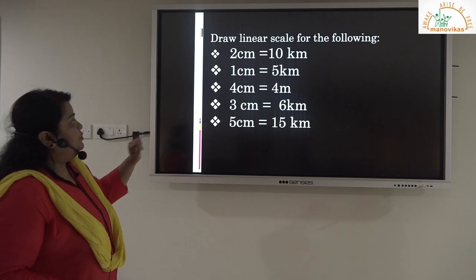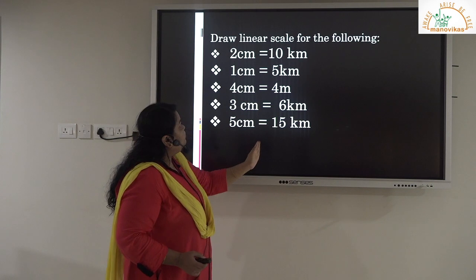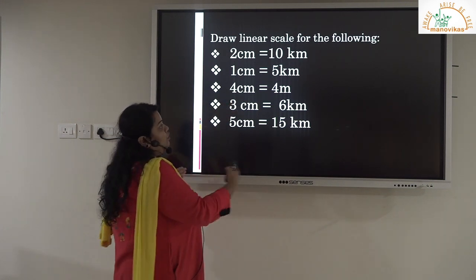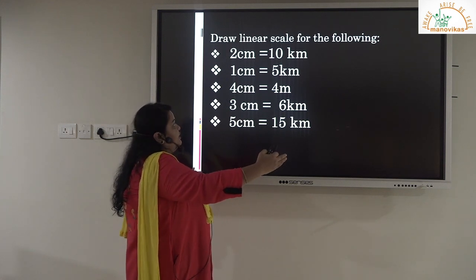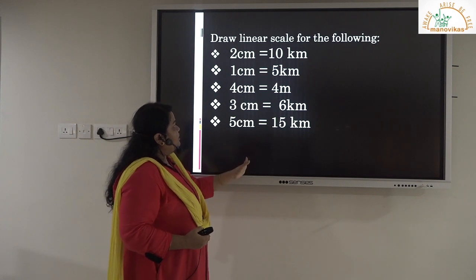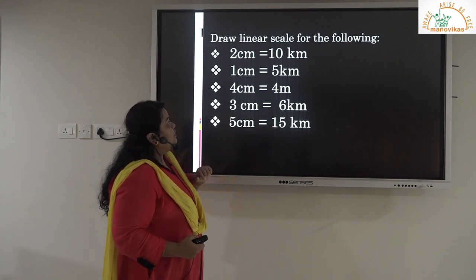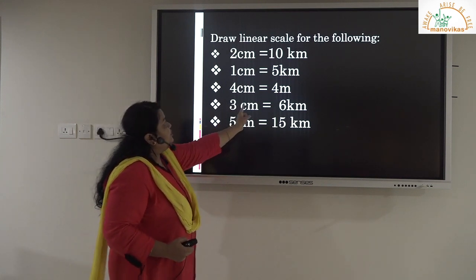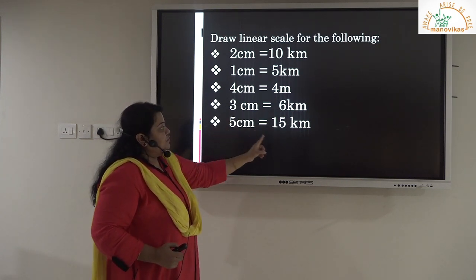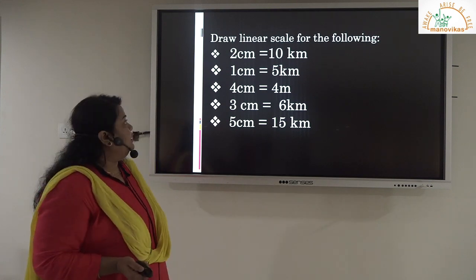Now for the second one, so you have to draw a 10 centimeter line, and the segments have to be done at 1 centimeter each. Similarly for the third one, you have to draw maybe 12 or 16 centimeters so that you have four segments, and then you give a block of 4 centimeter, 8 centimeter, 12 centimeter, 16 centimeter, and accordingly you convert it. This is 4 centimeter is equal to 4 kilometer. 3 centimeter is equal to 6 kilometer, 5 centimeter is equal to 15. So accordingly, for these you have to draw the graphical or pictorial scale.